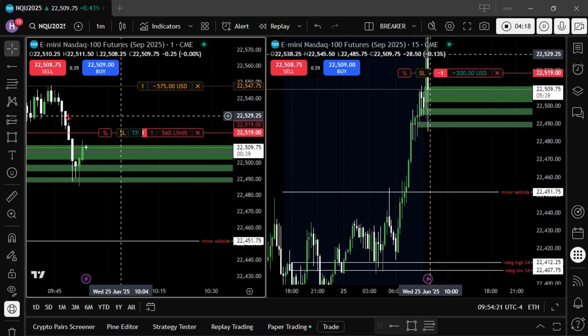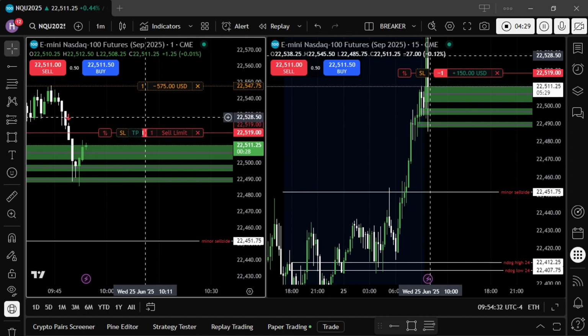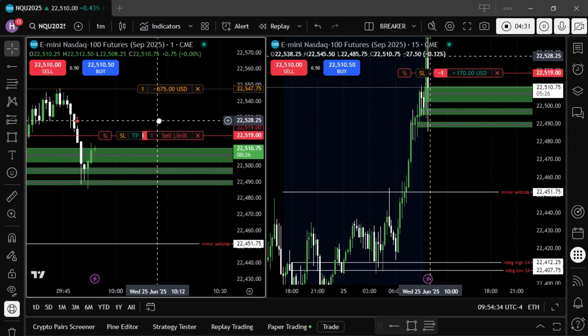So that's why when you put limit orders in, you can't just buy at the market price. You have to demand that price comes back up to your position, and it doesn't always do it. But in this case, it did for me.